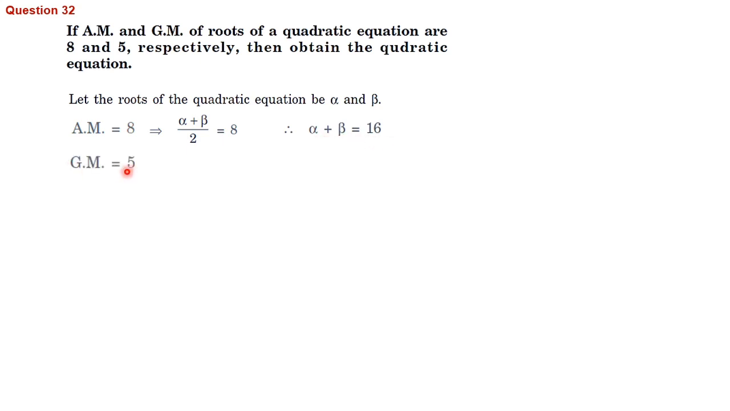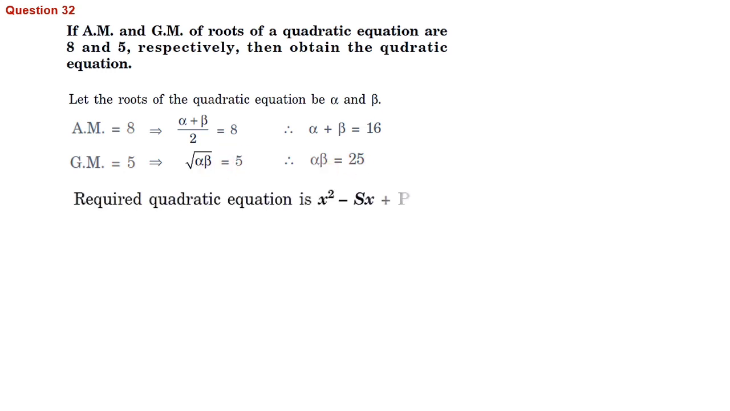Then GM is equal to 5. GM is the root of AB previously, now the root of alpha beta. Root of alpha beta is equal to 5. When you square it, we get alpha beta is equal to 5 square, which is 25.